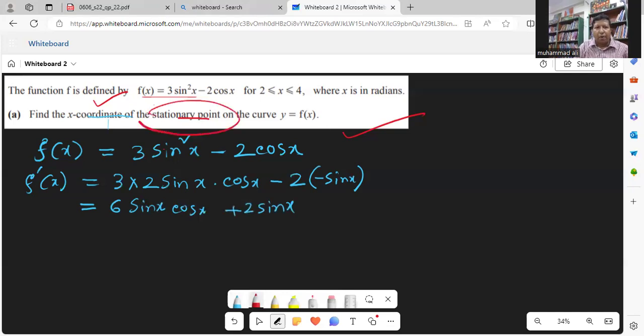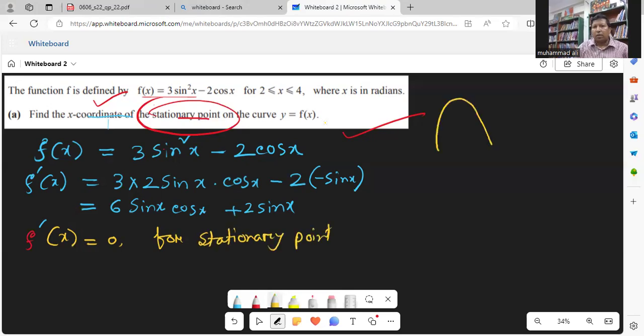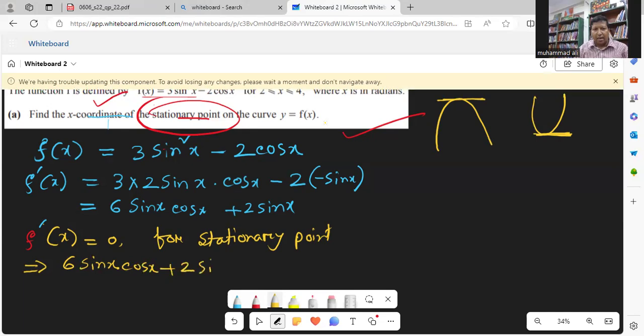Now, for a stationary point, dy/dx, that means the first derivative f'(x), equals 0. Because this is a stationary point, and that one is a stationary point, there is no slope. That's why the first differentiation equals 0. So you can write 6 sin x cos x + 2 sin x = 0.